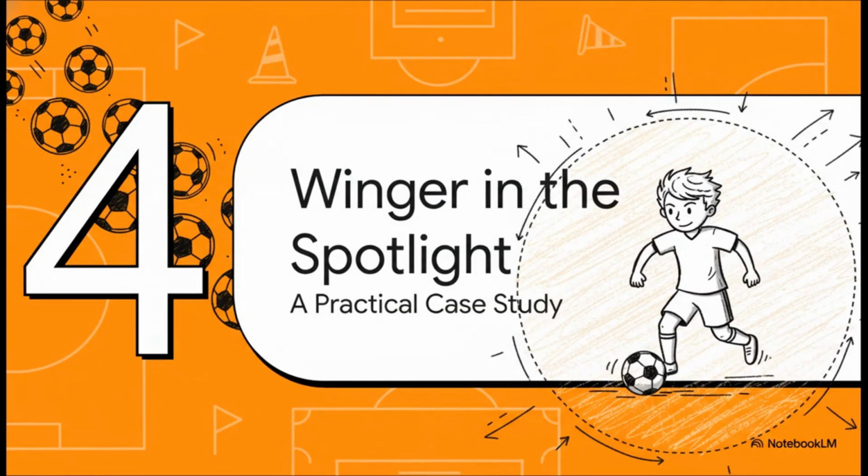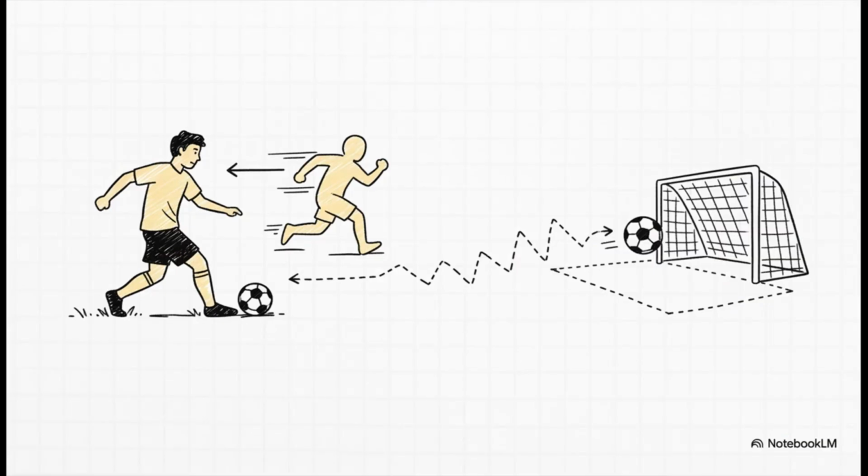Okay, theory is great, but let's see how this whole thing comes together in the real world. We're going to put a young winger right here in the spotlight and break it down. So here's our player, super talented winger, a real speedster. But during your needs analysis, you notice something. As soon as a defender gets close, their crossing accuracy just plummets. Bingo! That's our specific problem to solve.